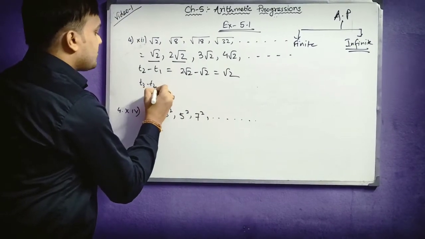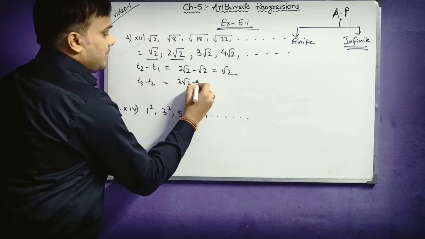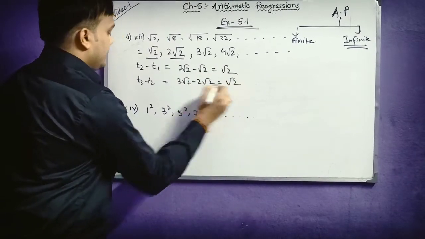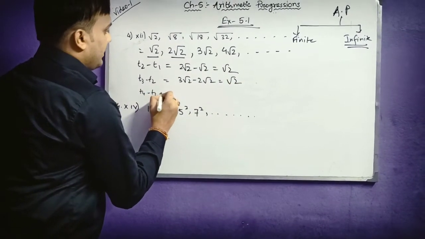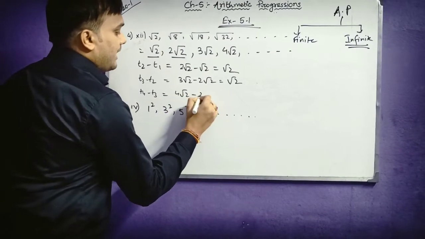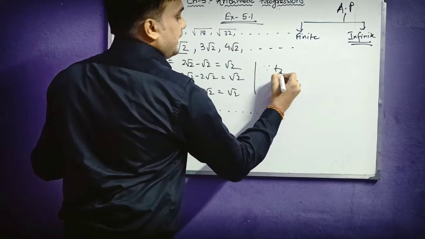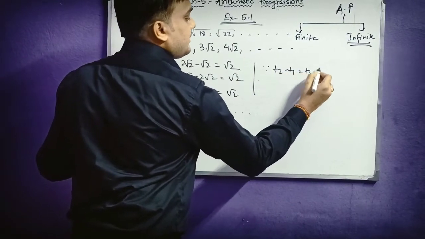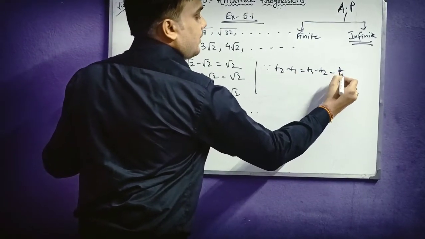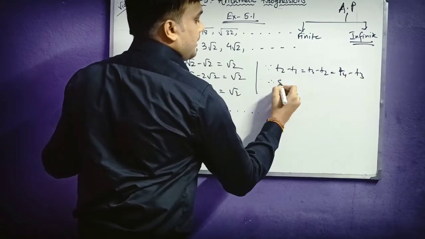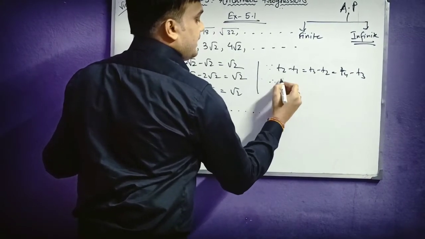Then T3 minus T2: it will be 3 root 2 minus 2 root 2, which will be equal to root 2 only. Then T4 minus T3 will be equal to 4 root 2 minus 3 root 2, and this is again root 2. Because T2 minus T1 equals T3 minus T2 equals T4 minus T3, therefore it is an AP.